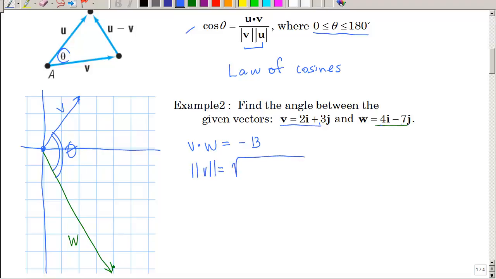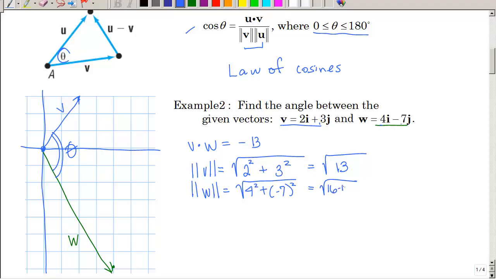So remember, the magnitude is the square root of the i component squared plus the j component squared. Adding that together, 4 plus 9 is 13, so the magnitude of v is the square root of 13. The magnitude of w: again, the i component squared plus the j component squared, and I believe that would be 16 plus 49, which is the square root of 65.